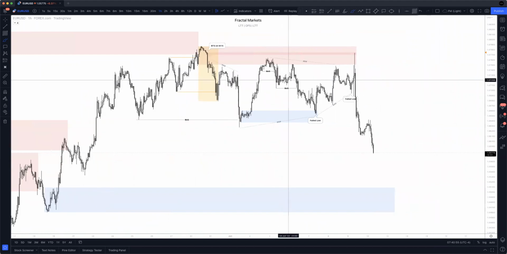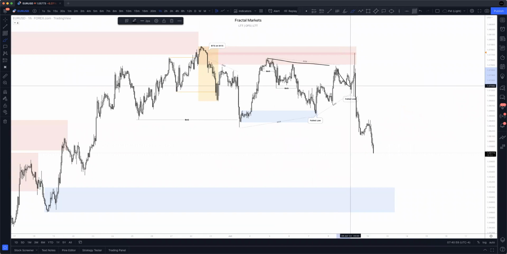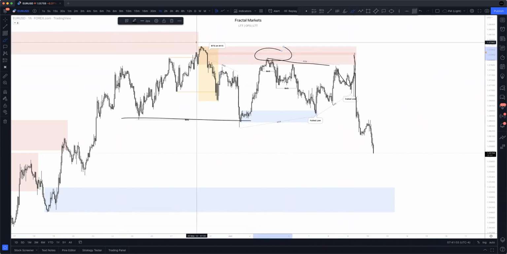So if you look at all of this liquidity that gets built up, boom, we come back up and sweep after we've broken structure. We liquidate this high, right? And we come back into an unmitigated zone that was just above.